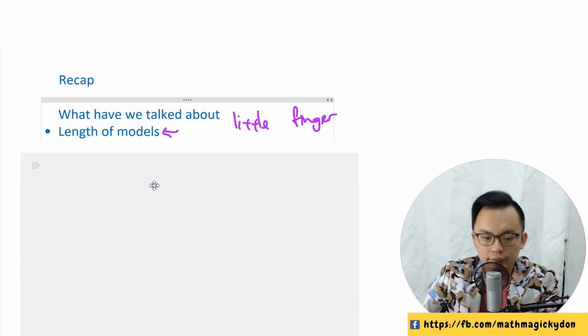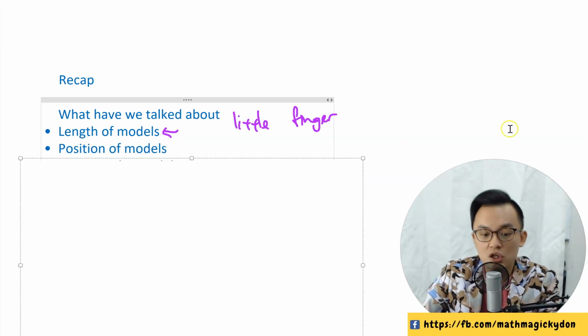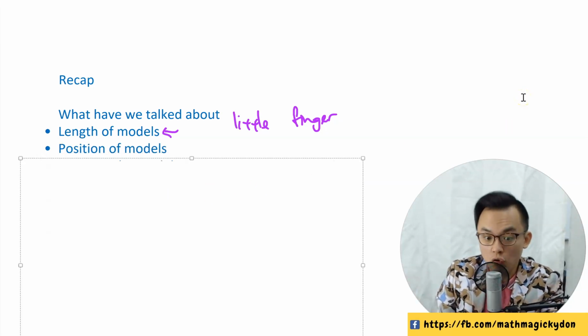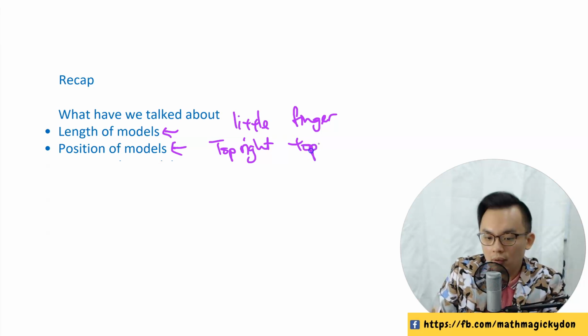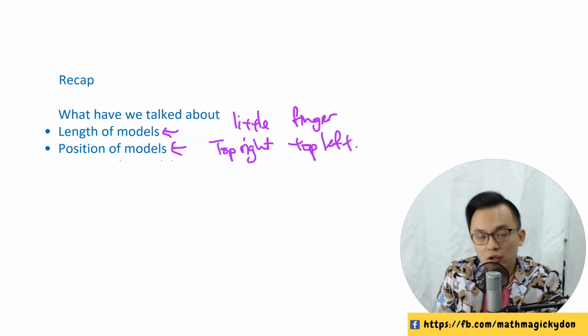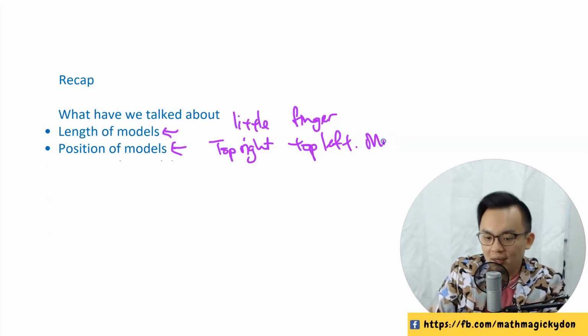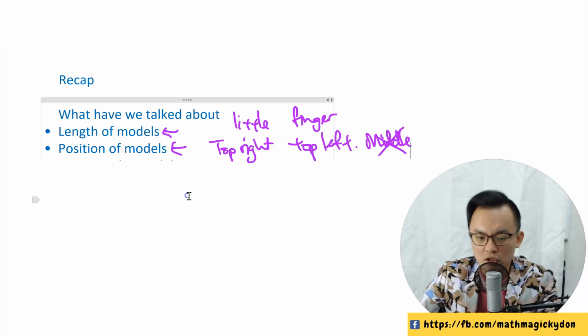The second thing is the position of models. Where should you actually draw your models? You should draw your models, remember, on the top right or the top left. Wherever you draw it, top right or top left, doesn't matter. Just do not draw in the middle of the page. So this is wrong. Don't draw in the middle, because that will disrupt your flow. You have no space to do your workings.